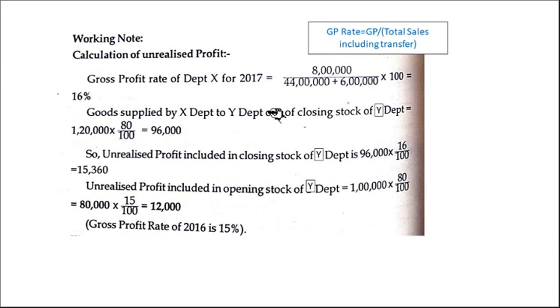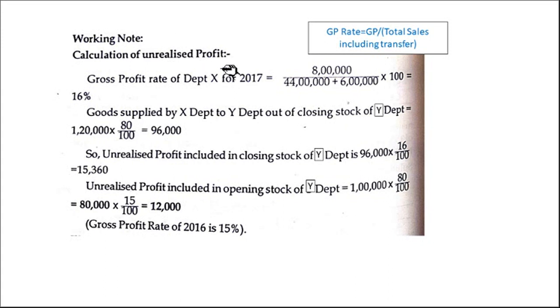We should deduct that. In order to deduct that, we have to give the reverse entries. You'll understand how we have to do it. For that purpose, we are making the calculation on unrealized profit. Here the calculation will be done on opening stock and closing stock, only two things. Let's see how to do it.